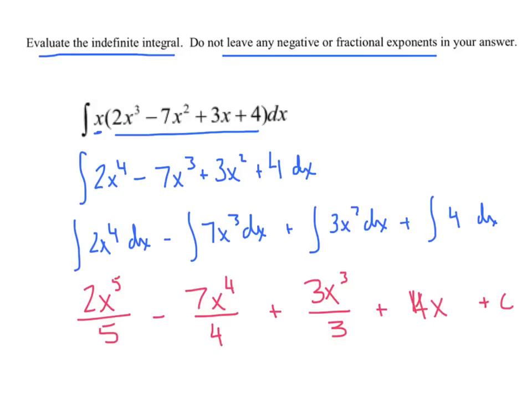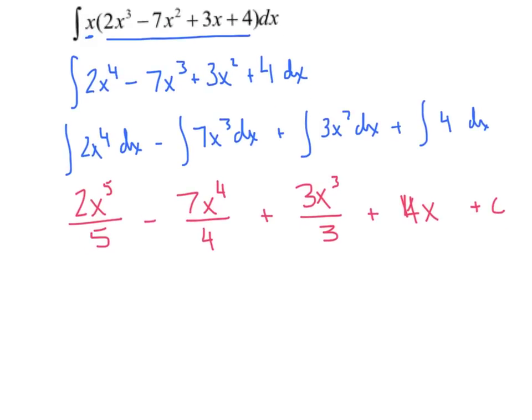And then if you had to rewrite it anyway, just to overstate the obvious here, we could say 2/5 x to the 5th minus 7/4 x to the 4th plus x cubed plus 4x plus c, and I bet you feel pretty comfortable about that last step.